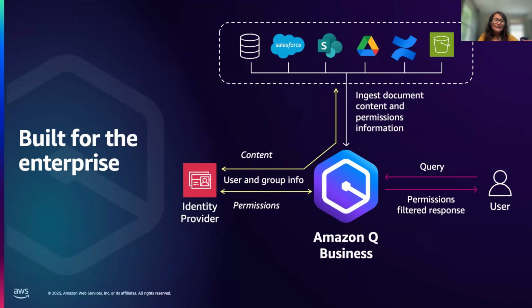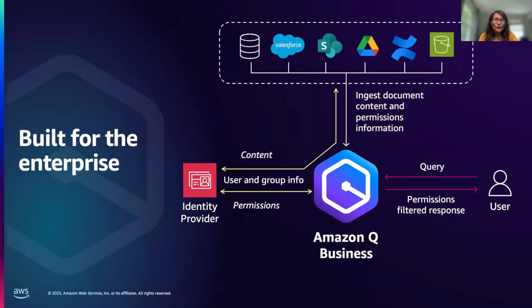I mentioned this briefly in the last slide, but I just want to call that out again. It respects your existing identity controls. So if a user does not have access to the data without Q, that user will not have access to the data with Q. And additionally, if you are one of those administrators, you can apply guardrails to customize the responses so it meets your company's compliance standards.